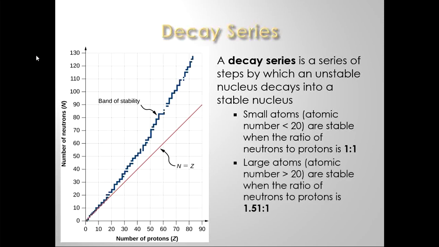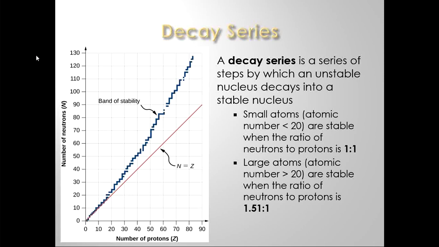A decay series is a series of steps by which a radioisotope that has an unstable nucleus decays into a stable nucleus. So as the radioisotope emits radiation and emits all this energy, the core of it, the nucleus, goes from being unstable to stable. So remember what makes the nucleus unstable. It is when the neutron to proton ratio is too high.